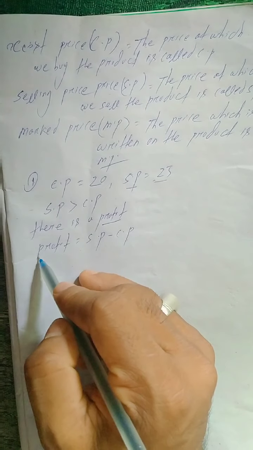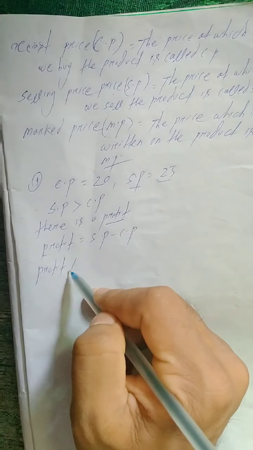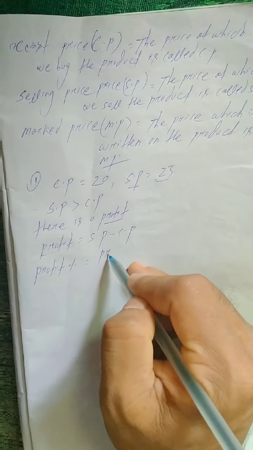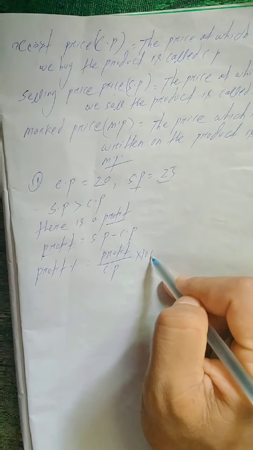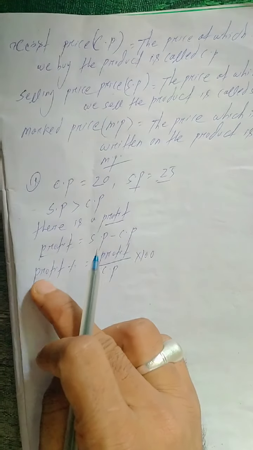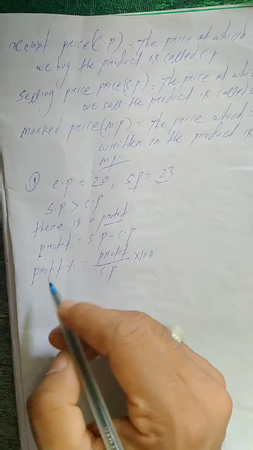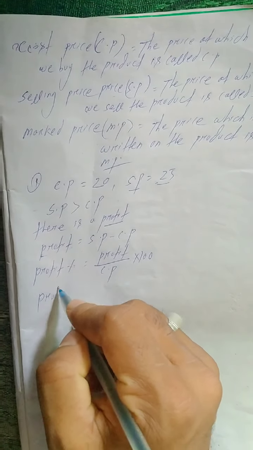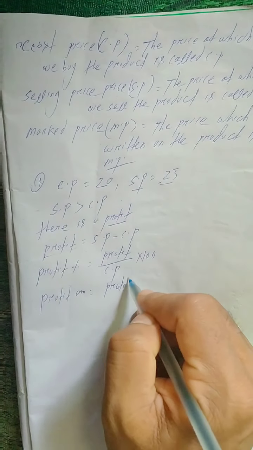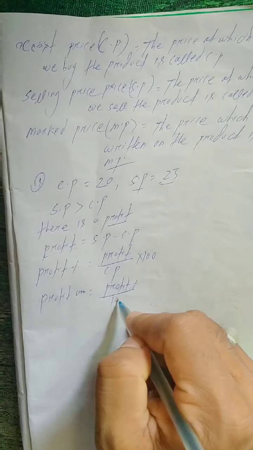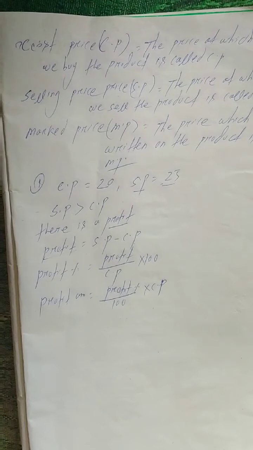When we express it as a percentage, profit percentage equals profit amount by cost price into 100. Keep in mind, if the profit percentage is given in the question, how will you find the profit amount? The profit amount will be profit percentage by 100 into CP. Profit always depends on the cost price.